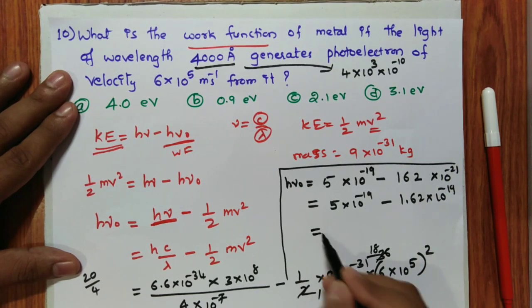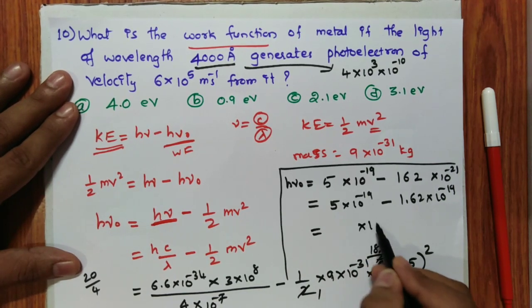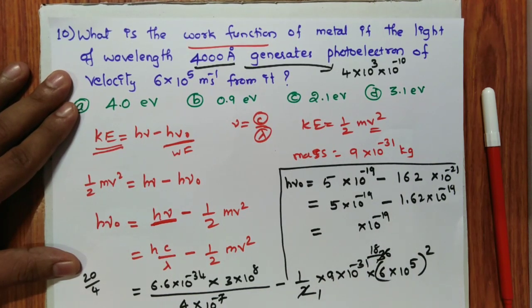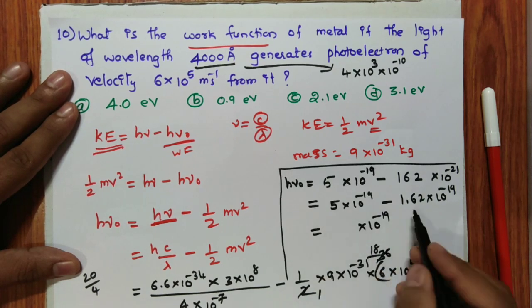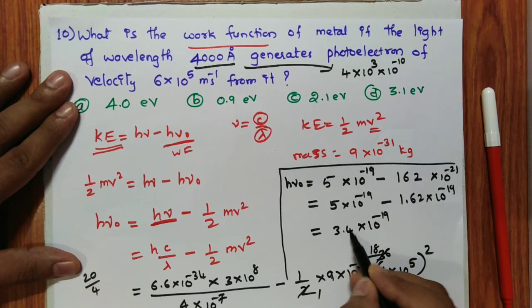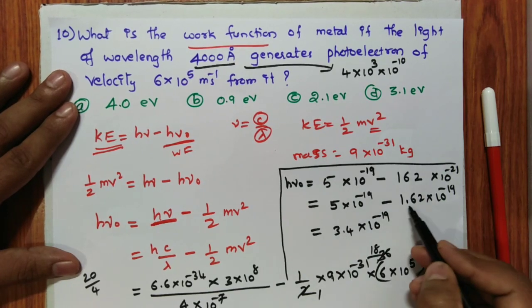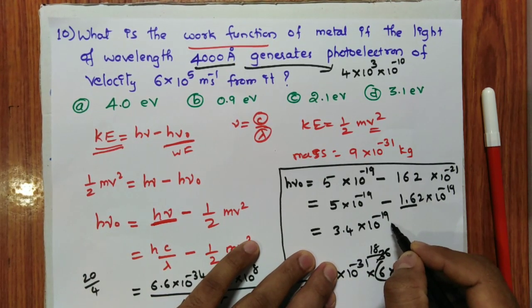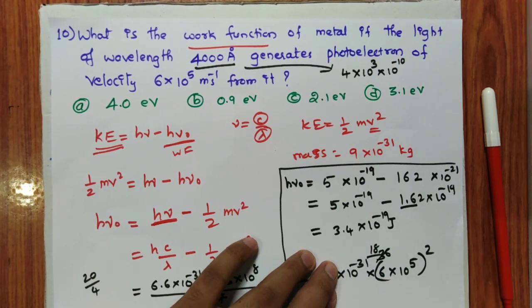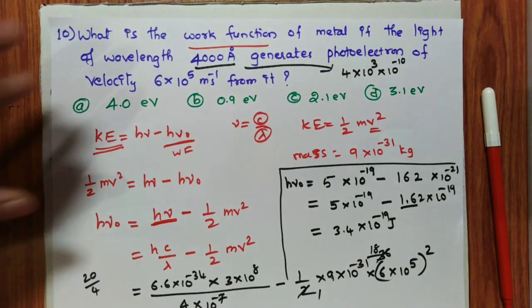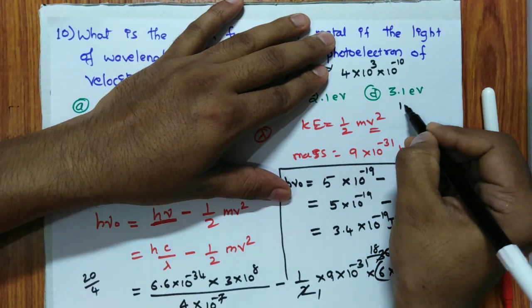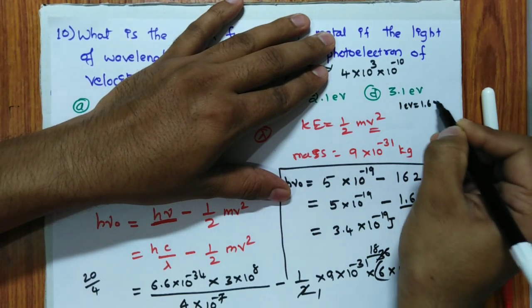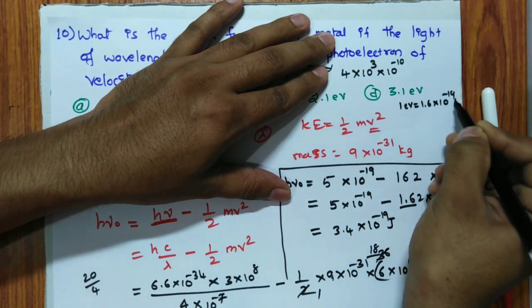Correct? So now in this particular case, 10 to the power minus 19 is common. I will remove it out. When I remove it, you are going to get 5 minus 1.6, which is 3.4. This is in joule. Now the conversion factor. Which one? 1 electron volt is equal to 1.6 into 10 to the power minus 19 joule.